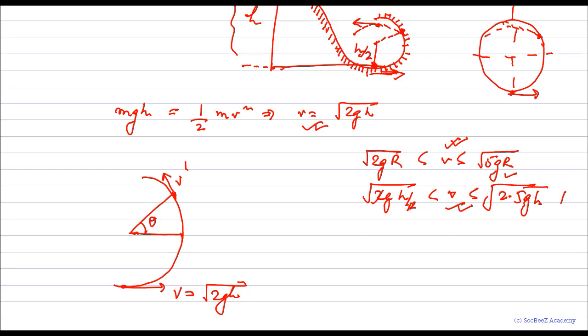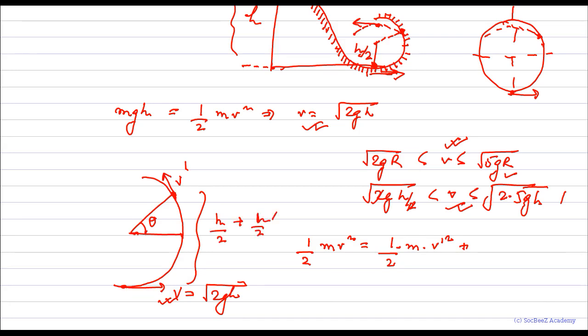So I'll write down half mv square. This is the initial kinetic energy. This is going to be equal to the potential energy at this particular point and the kinetic energy of the particle at this particular point. So the kinetic energy is going to be given by half m into v dash square, plus the potential energy, which is going to be given by this height, h by 2 plus h by 2 sine of theta. So the potential energy turns out to be mg into h by 2 into 1 plus sine theta. Fine. So this is, let's say, my first expression.